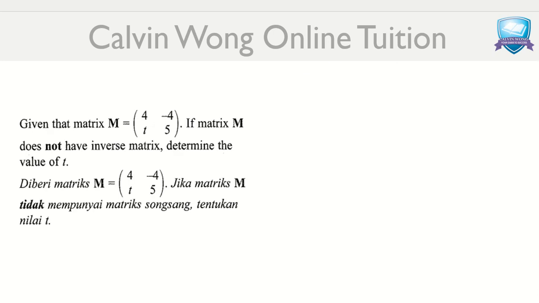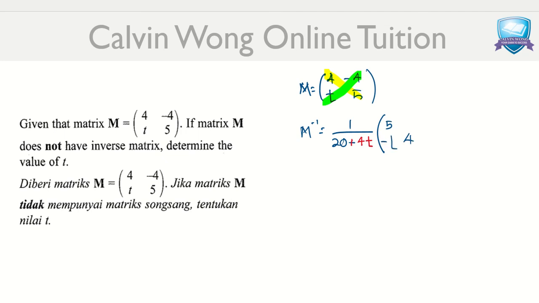Next, given the matrix M, if you want to find the inverse matrix, M is 4, negative 4, T and 5. If I want to find the inverse, okay, let's use the formula. 1 over this one multiply AD, we call it AD, that's 20, minus this one multiply, which is negative 4, negative 4T, and then 4, 5, exchange place, this one exchange sign, like this. This is called inverse.